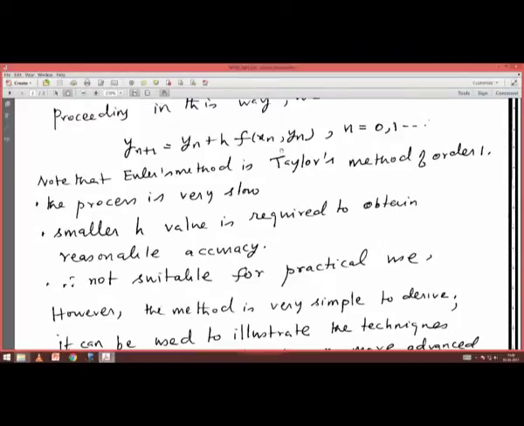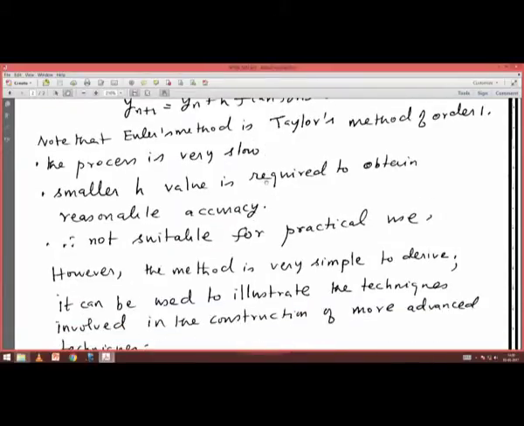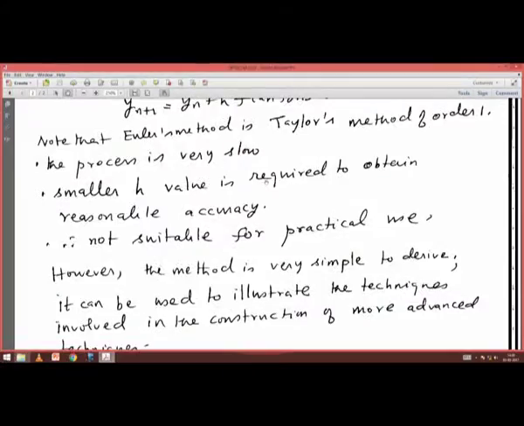So, you observe essentially that Euler's method is Taylor series method of order 1, and therefore, what can you conclude about Euler's method? The process will be a very slow process. You require smaller and smaller values of h to obtain desirable accuracy, and the method is not suitable for any practical use, because the process is very slow and it requires the step size h to be very, very small, and a lot of computational effort is needed to get the solution correct to the desired degree of accuracy, and therefore, it is not suitable for practical use.